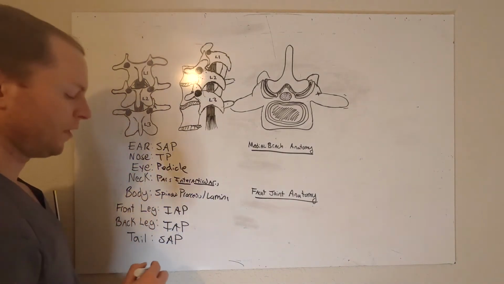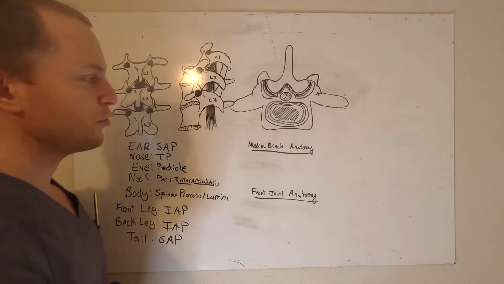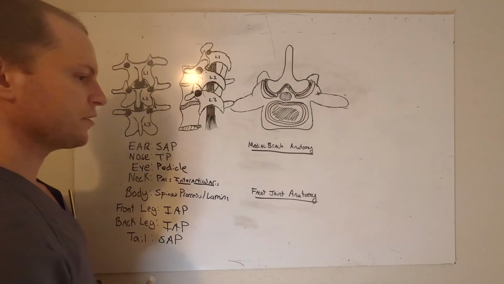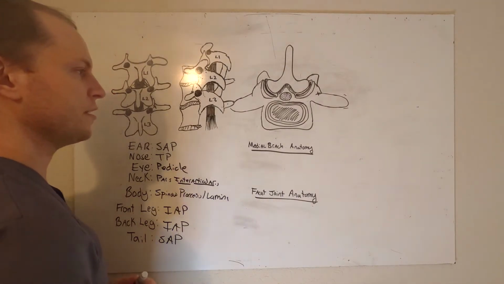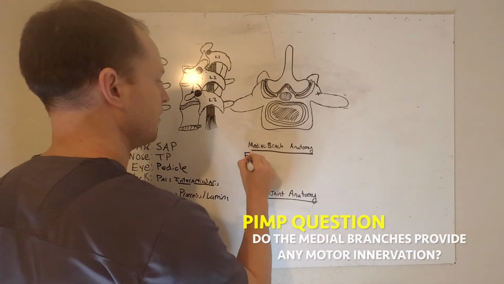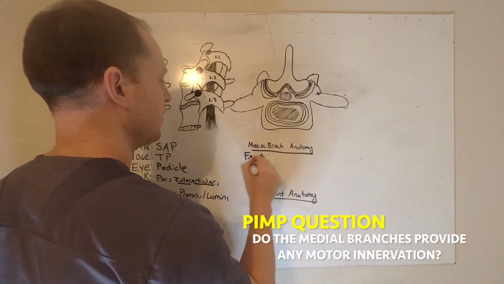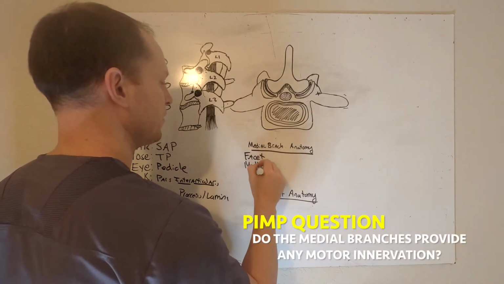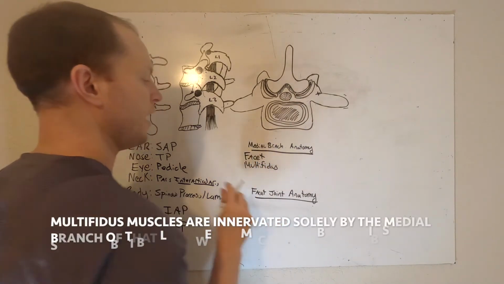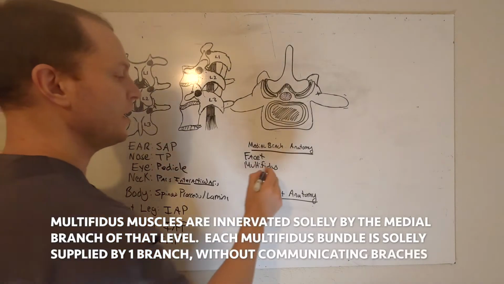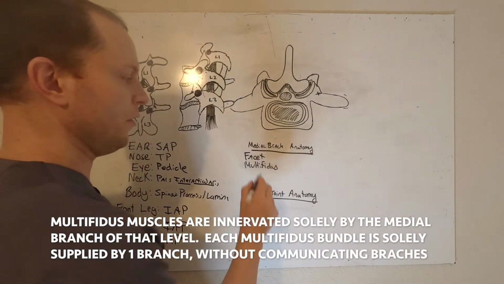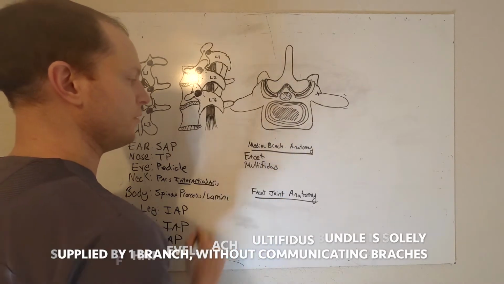So it's important for facet joint pain. You're trying to block the medial branch in facet arthropathy. The medial branch innervates a facet and the multifidus. So it's not just purely sensory, it actually has some motor component. It does only one multifidus, it does not do the one above or below. So it does one at that level.